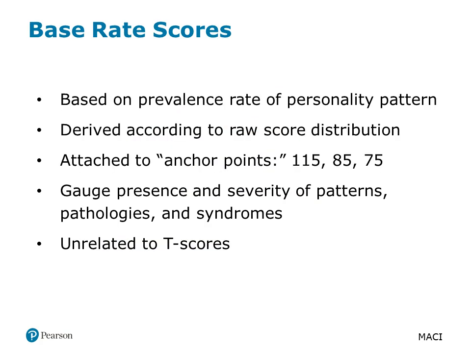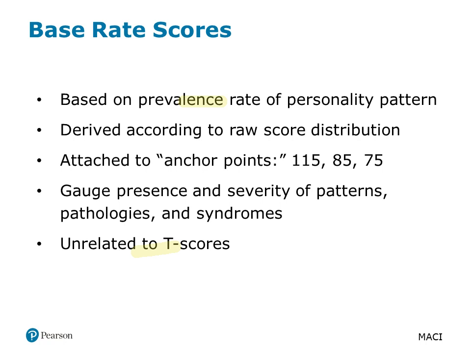Okay. Now, when we look at the profile, I will be talking about base rate scores. The type of score that is used to understand the results of the MACI, just like the MCMI-4 and other Millon inventories, is a base rate. So the base rate, unlike a T-score, base rates are established using prevalence rates of each personality pattern. And the base rates are derived based on raw score frequency distributions.